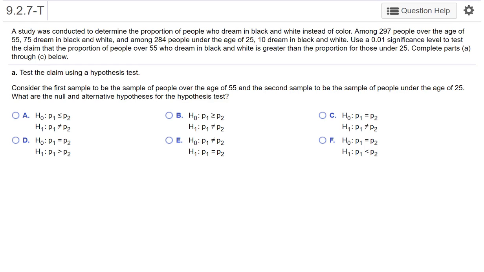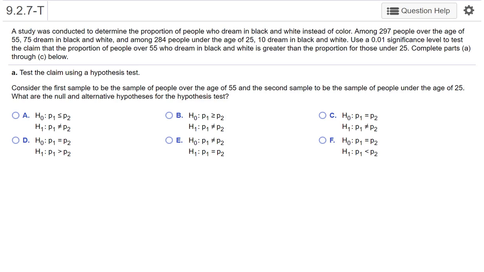A study was conducted to determine the proportion of people who dream in black and white instead of color. Among 297 people over the age of 55, 75 dream in black and white, and among 284 people under the age of 25, 10 dream in black and white. Use a 0.01 significance level to test the claim that the proportion of people over 55 who dream in black and white is greater than the proportion for those under 25. Complete parts A through C below.